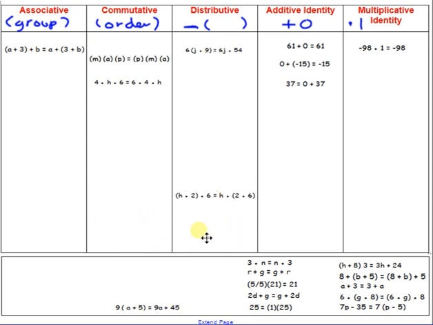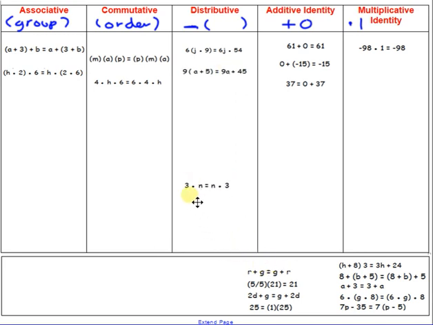Okay. Here I have (h times 2) times 6 equals h times (2 times 6). What I notice is that h, 2, 6, h, 2, 6, they're in the same order. The parentheses are just different. So they're grouped differently, and that's going to be associative. All right, here I have 9(a + 5) = 9a + 45. I have a number attached to parentheses, and it's being passed out to the a and to the 5. So that's going to be distributive.